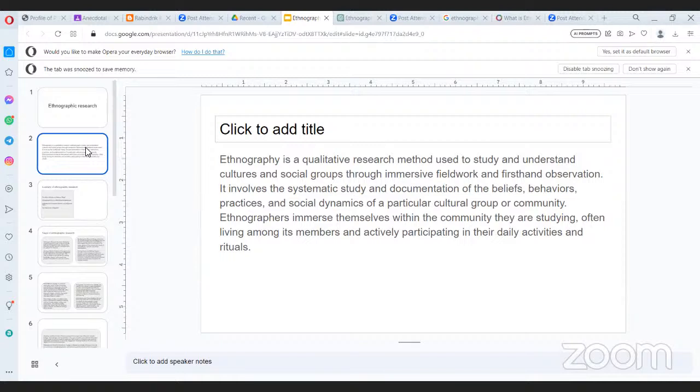For example, when technology comes, at that time some of the communities are very much anxious about how to adopt the technology. So, to develop the technology adaptation, it is important to study ethnographic research.